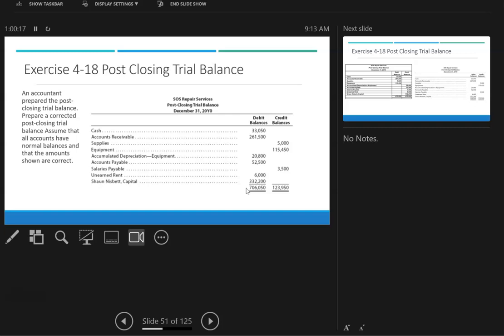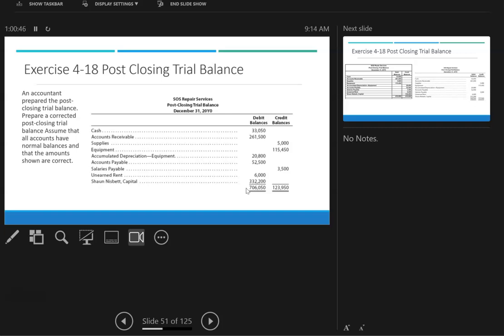Now, an accountant prepared a post-closing trial balance. Prepare a corrected post-closing trial balance. Assume that all accounts have normal balances and that the amounts shown are correct. This is a post-closing trial balance, but this person got her debits and credits messed up.